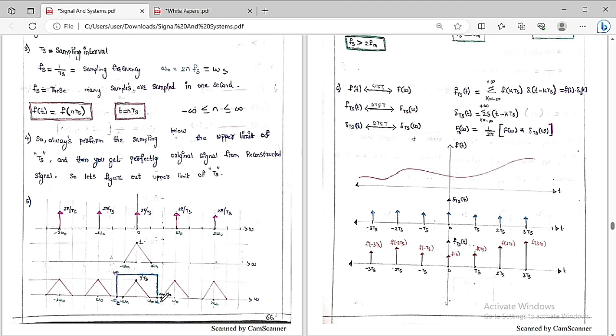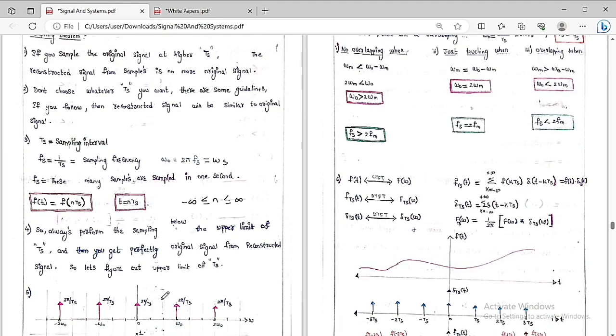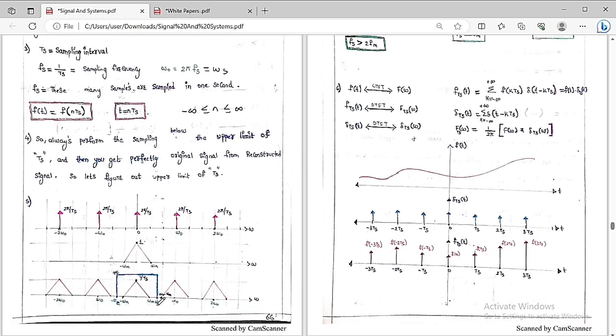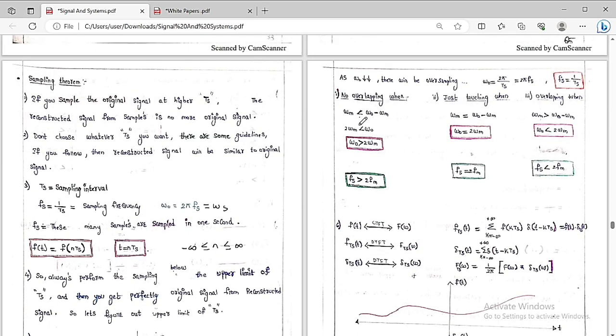So what is the condition for no overlapping? Omega m should be less than omega naught minus omega m. When omega m is less than omega naught minus omega m, then there will be no overlapping. So if you simplify, if you take the omega m to LHS, we are going to get 2 omega m is less than omega naught. Or simply we can say omega naught is greater than 2 omega m.